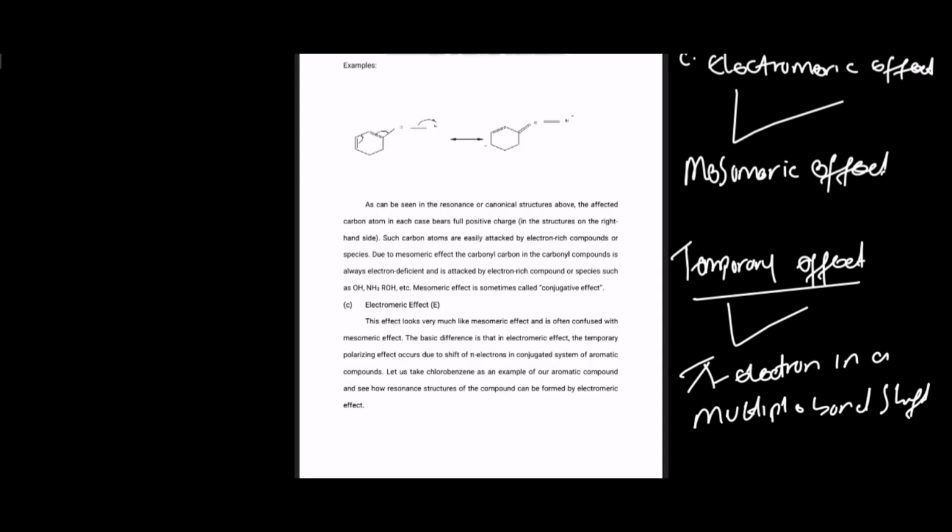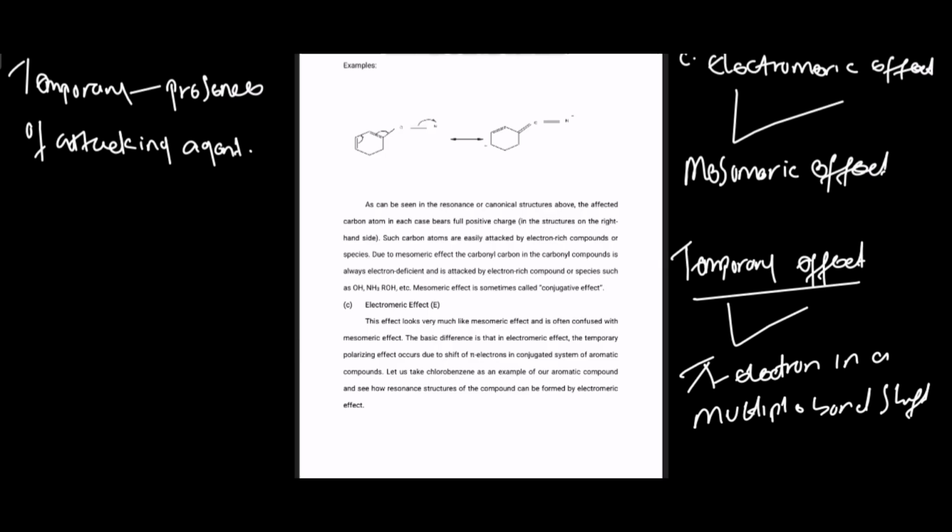One key thing I want you to take note of about the electromeric effect is, number one, that it is a temporal effect, and also there is the shifting of the pi electron in a multiple bond, in which that pi electron is shifted completely towards an atom, away from carbon, in the presence of an attacking agent, that is, during a reaction.